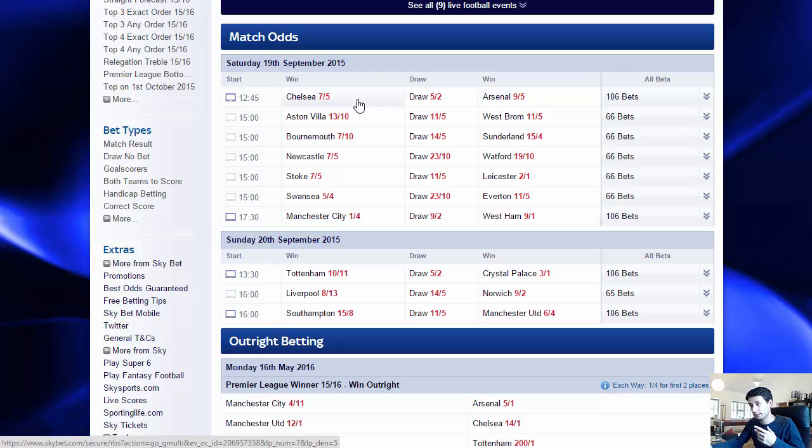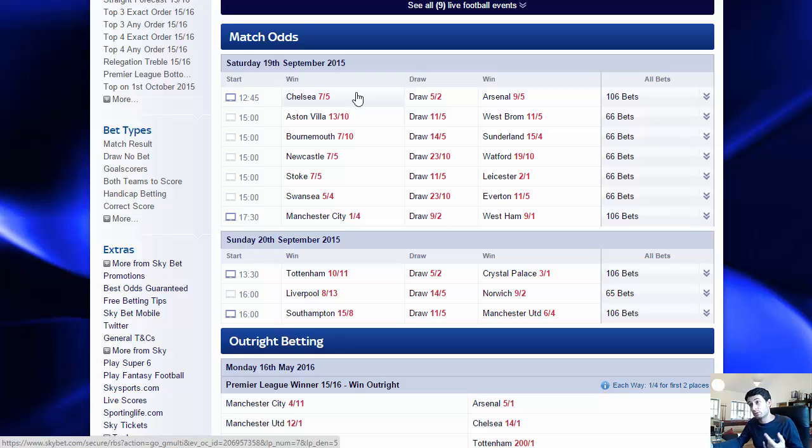So what this means is if you place, for example, £5 on Chelsea to win, then you win £7 and get your original £5 back, so you'll have £12 back altogether. Same as if you bet £2 on the draw, you'll win £5. So you win more money if it's a draw. So this means it's less likely that a draw is going to happen than Chelsea's going to win. Same with Arsenal, you bet £5 and you win £9 plus get your £5 back, so you have £14 in total. So these are the basics of placing your first bet.